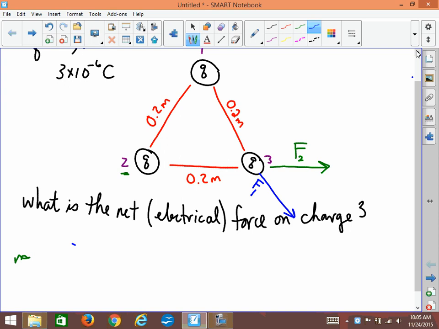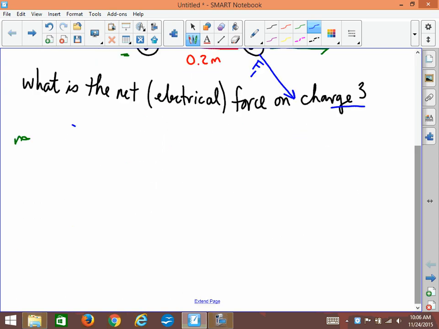Now it's true that charge 2 and charge 1 are feeling the same forces, but we're not concerned with them. We're only looking at charge number 3, so we don't care about what's happening to them at this point. So we have two forces. Well, the way we would solve this problem to find the net force is just like we would with any other net force equation or problem. We would write, we want the net force, and we want it to be equal to the force of 1 plus F2 in this case.